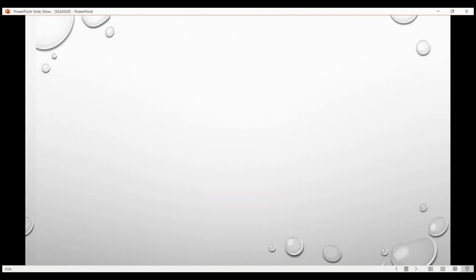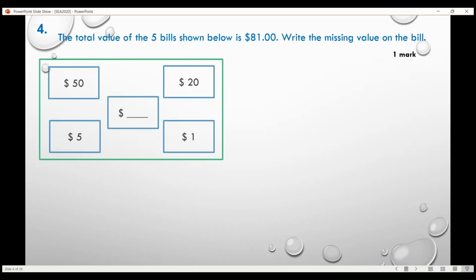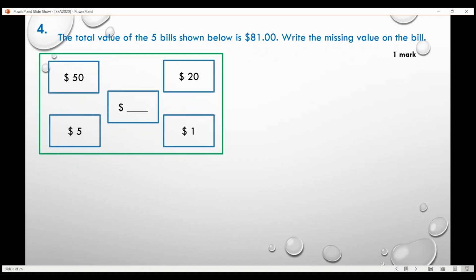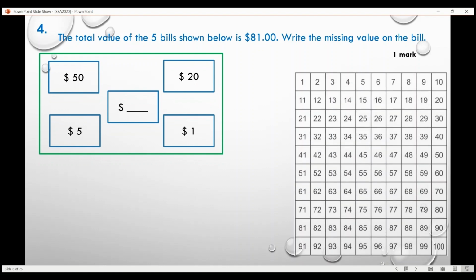Let's now go on. The total value of the 5 bills shown below is $81. Write the missing value on the bill. So there are many different ways to do this, and I know in every SEA class, teachers have a number chart stuck up from 1 to 100, and students use it regularly because they're so familiar with manipulating numbers within there. So let's do the same thing.